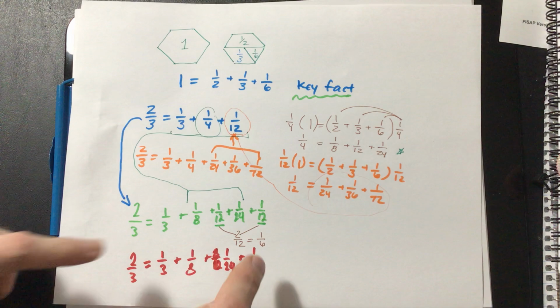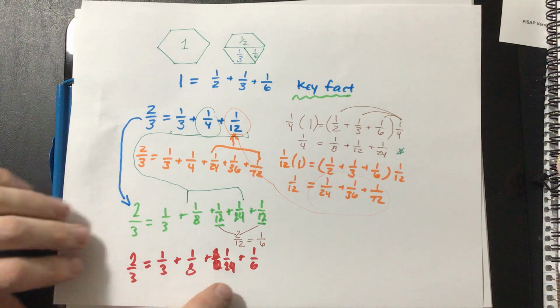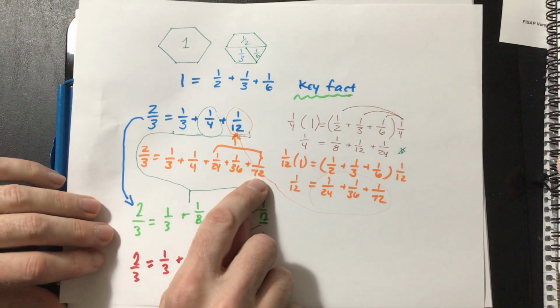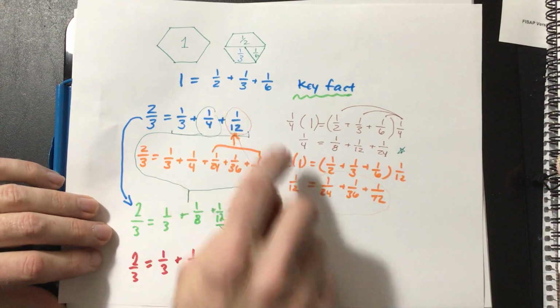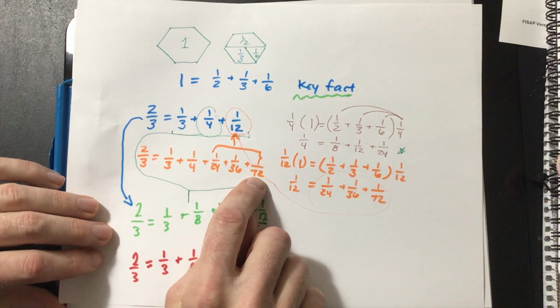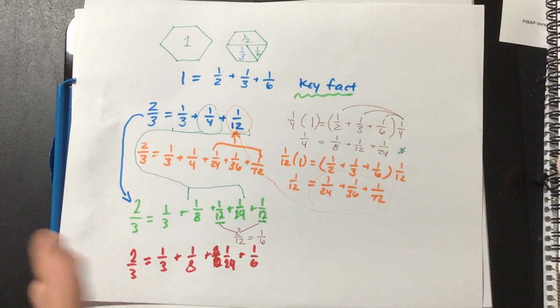But then if you have repeats, don't worry about it. Just combine them together, and then you can get a new Egyptian fraction. So we could use the key fact on this one here, this one in orange, and multiply both sides of the key fact by 1 over 72, and they get an even longer Egyptian fraction, even longer and even longer.